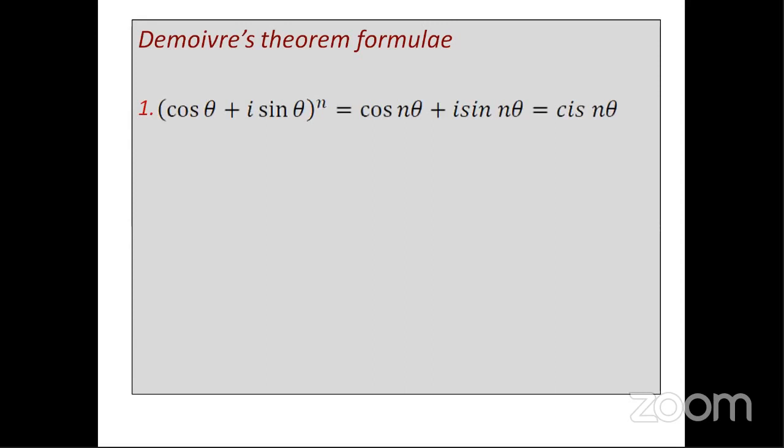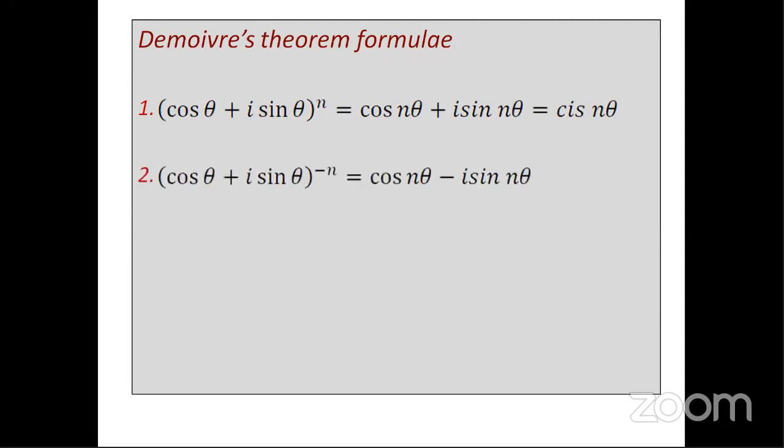Sorry, children, there was a technical issue. Now let us start with the formulae of what we have seen in de Moivre's theorem. (cos θ plus i sin θ) whole power n is equal to cos nθ plus i sin nθ, which is equal to cis nθ. This was the theorem statement we were proving in the previous slides.